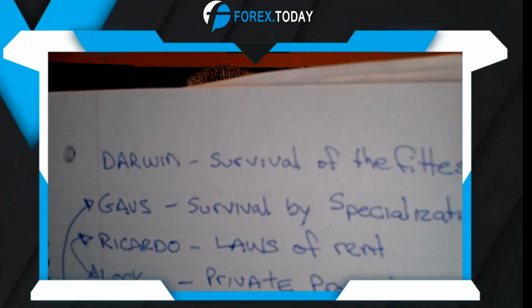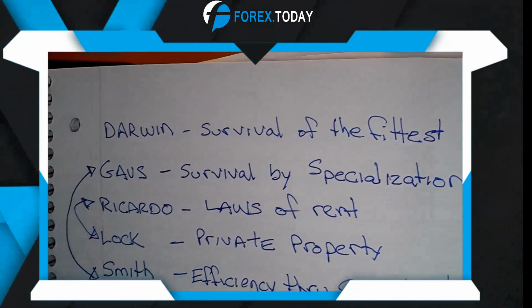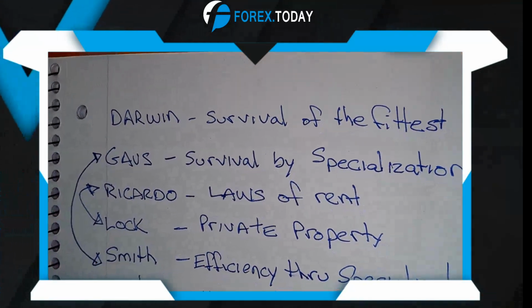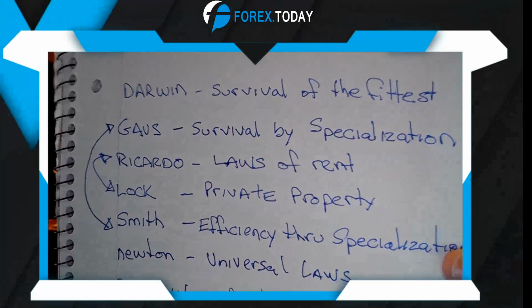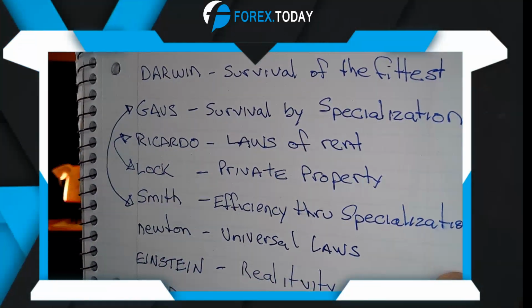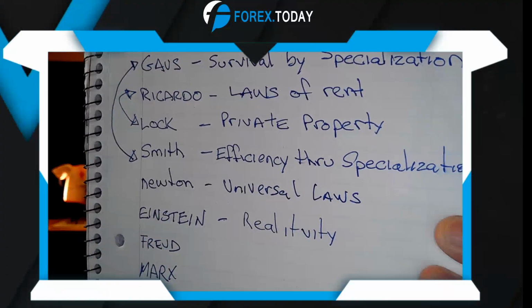Darwin, survival of the fittest. Gauss, survival of specialization. Ricardo, the laws of rent. Locke, private property. Smith, efficiency of specialization. Newton's universal law. Einstein's relativity. Freud, Marx. I was thinking of writing an investing book, not a trading book, but I thought like my Harvard books.